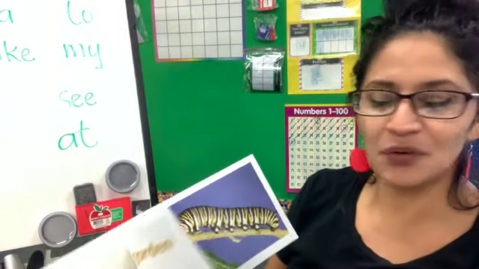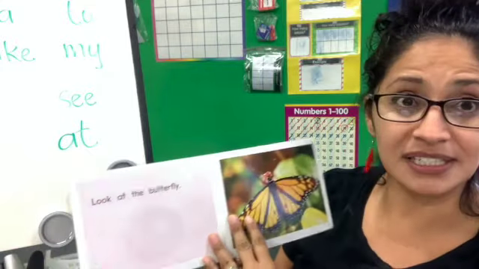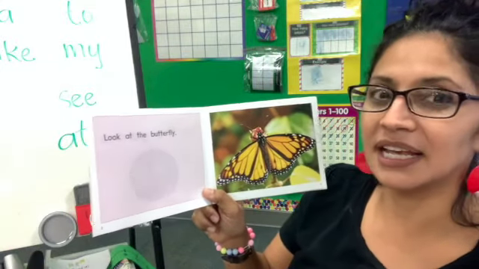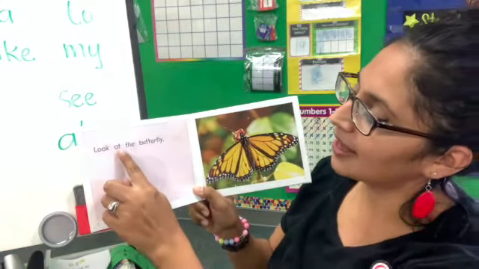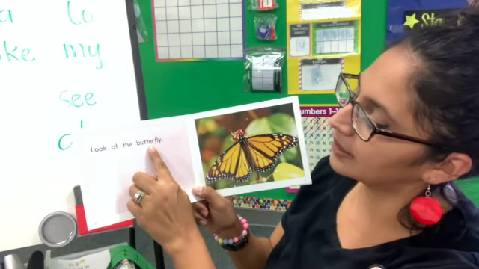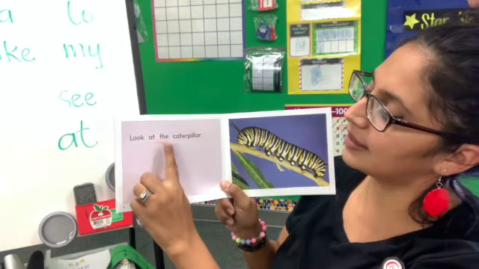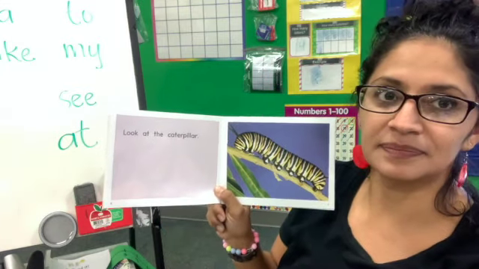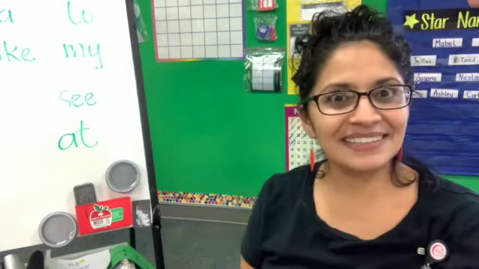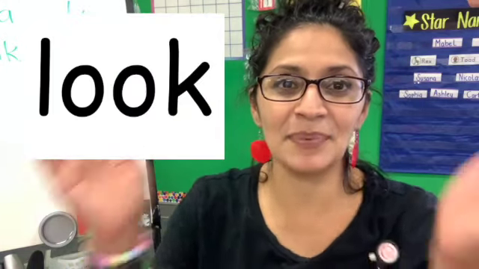At. Friends, is there another word here that we can add to our snap word chart? I'm going to read it again to you. Look at the butterfly. Look at the caterpillar. That's right. We can turn the word look into a snap word.